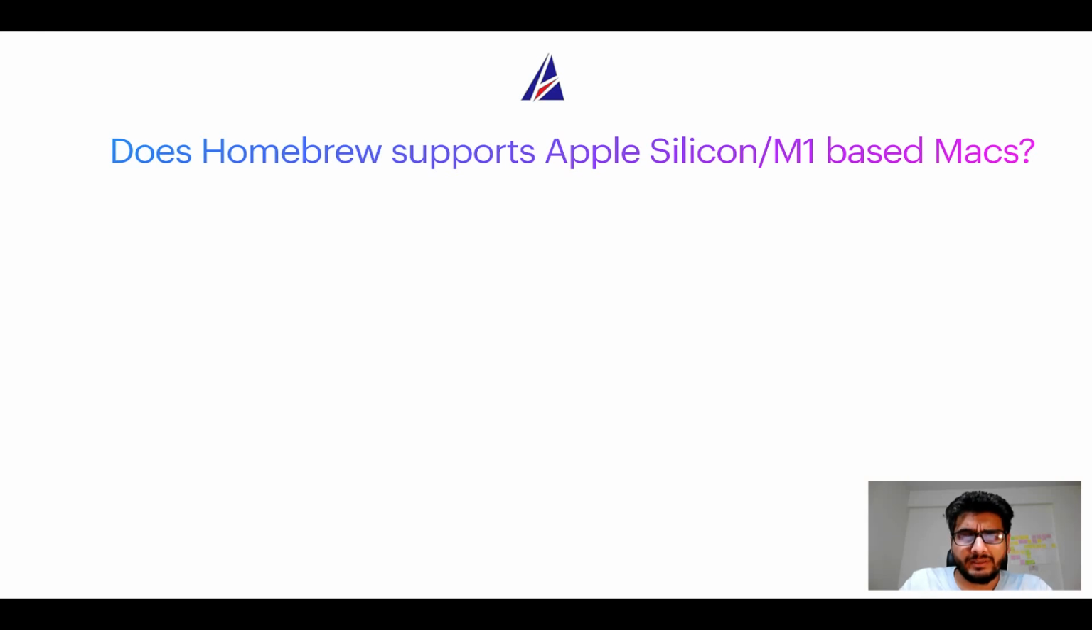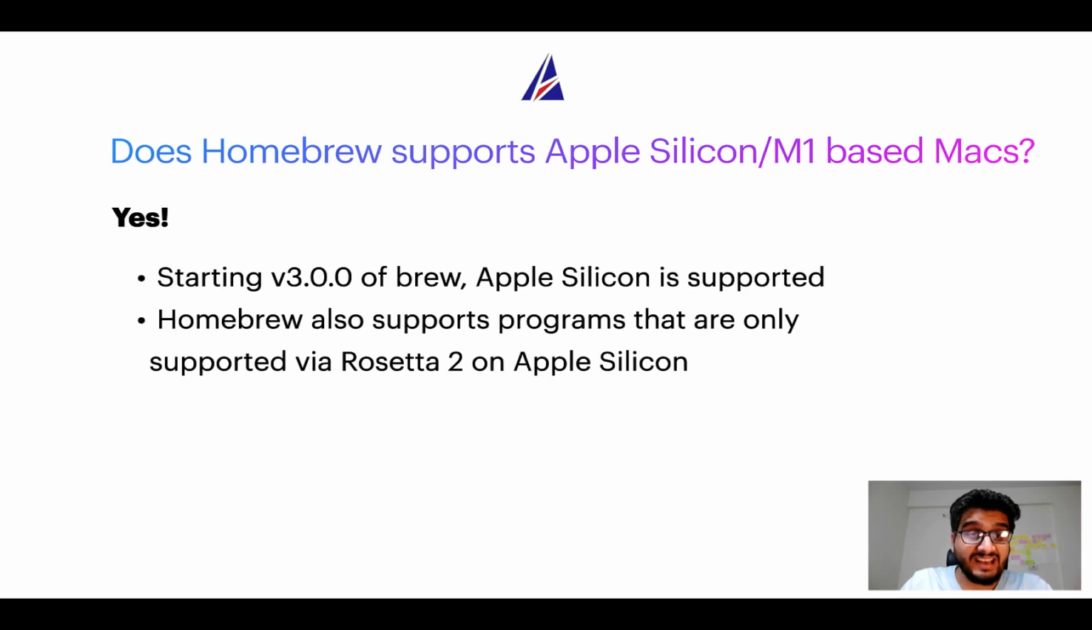Next question. Can you use Homebrew to install programs on Apple Silicon, more popularly known as M1 MacBooks? Again, yes. Starting version 3.0 of Brew, Apple Silicon is now supported on Homebrew. In fact, Homebrew also supports programs that are at the moment only supported via Rosetta 2 on Apple Silicon.